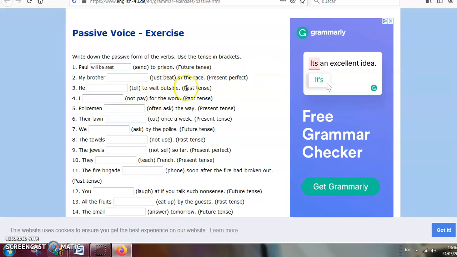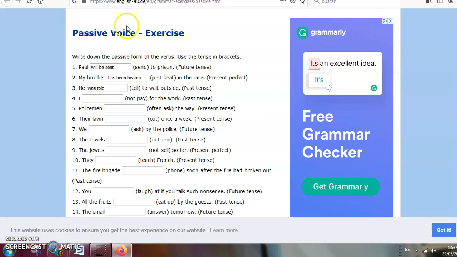Beat is an irregular verb. I remember, beat, beaten. Now, present perfect of to be, has been. The concord with brother, has been, and now beaten, right? In the face, okay? The verb to tell, past simple, right? So past simple of to be, he was, and now past participle. Told, remember, is irregular. This is something automatic.